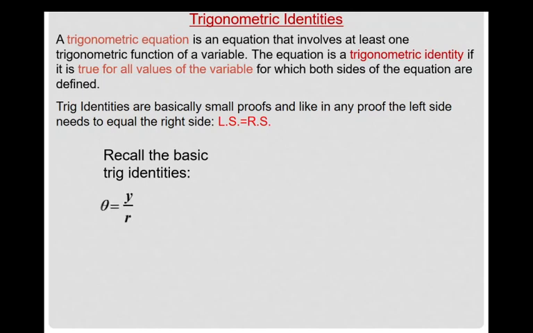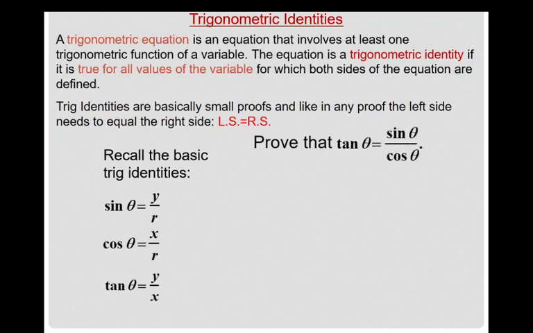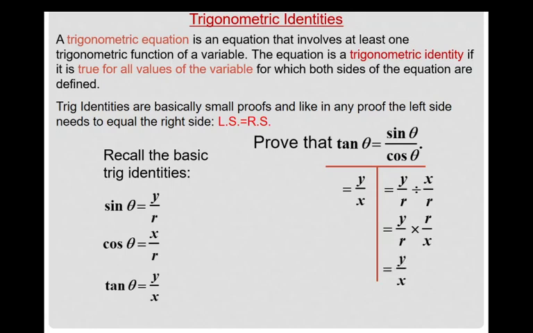So these basic identities we've proved over and over again, that sine is y over r, cosine is x over r, and tangent is y over x. So what we're going to do is use that to prove that tangent is sine over cosine. We're starting with the fact that tangent is y over x. We know that for a fact. And sine divided by cosine, we replace with these other identities. So sine is y over r, divided by cosine, which is x over r. Dividing by something is the same thing as multiplying by its reciprocal. R divides out with r, which leaves us with y over x, and left side equals right side.